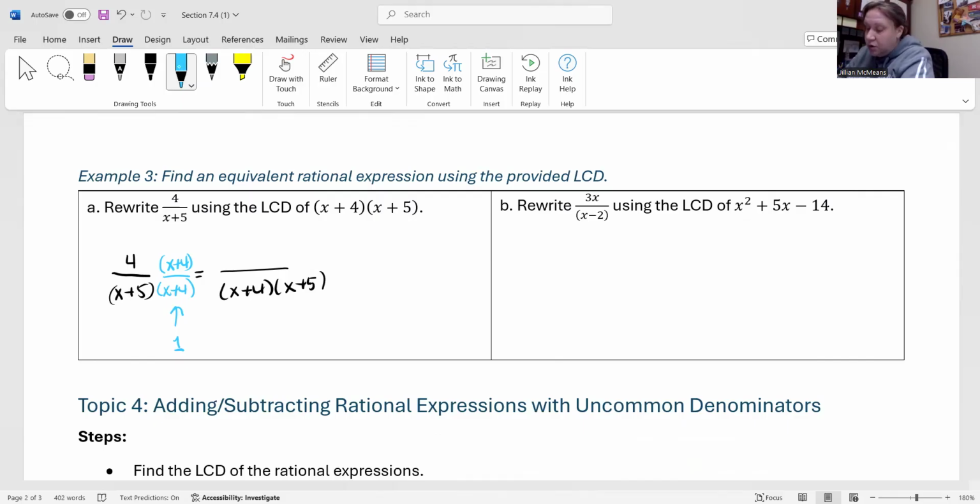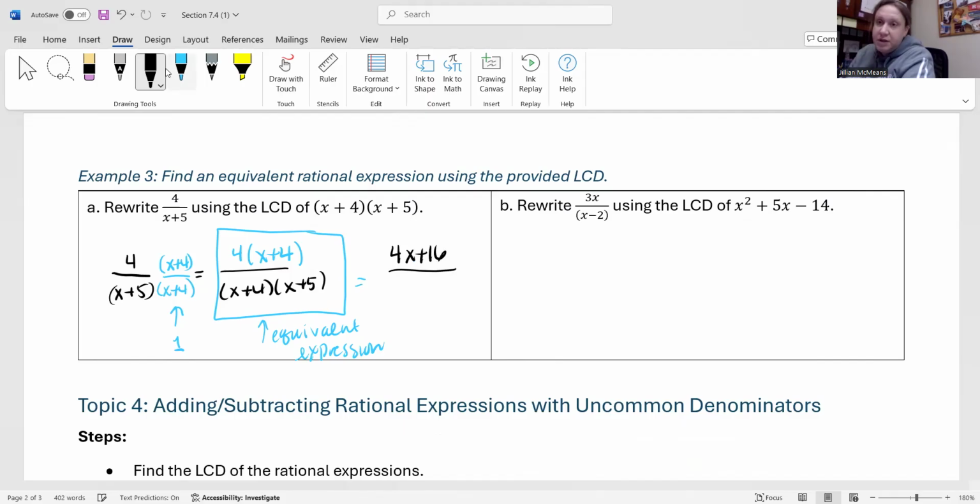So our new numerator would be 4 times x plus 4. And you could leave it just like that. That would be the equivalent expression. Or you could go further and say it is 4x plus 16. Please do leave the denominator factored, though. You don't have to worry about multiplying out the denominator.